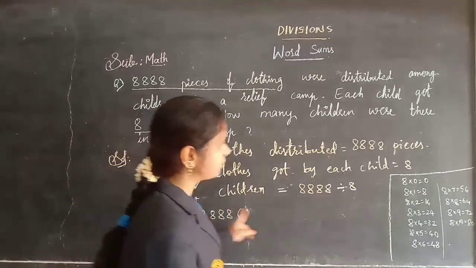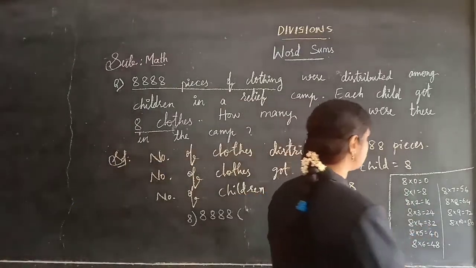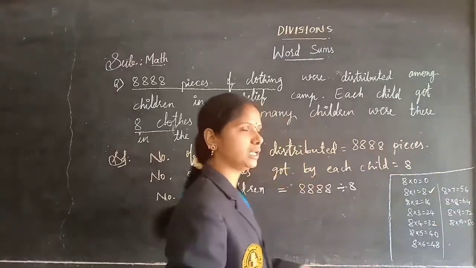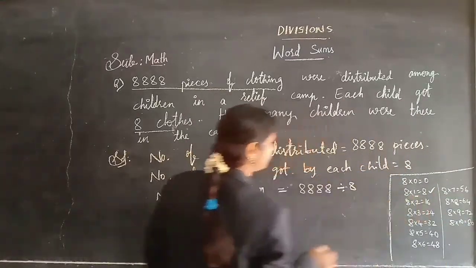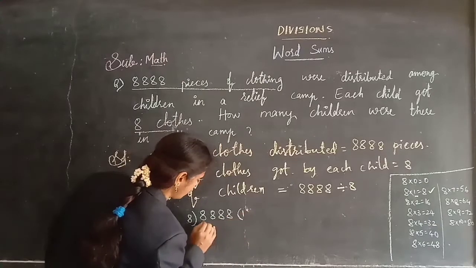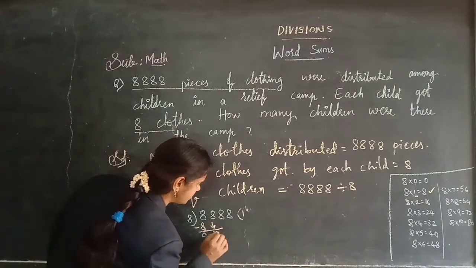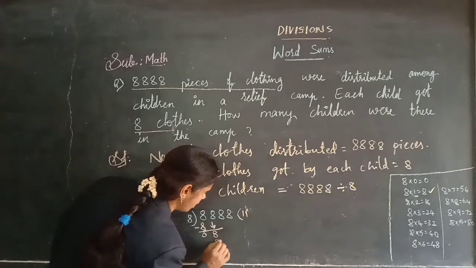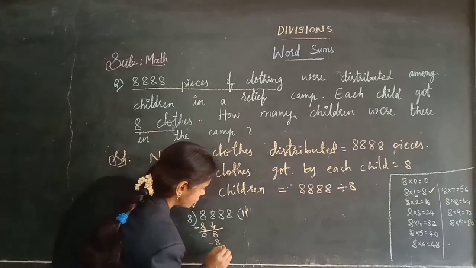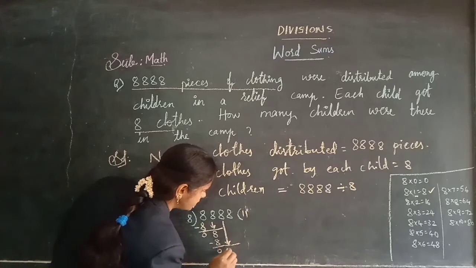And this 8, when it comes in the 8 table, here 8 ones are 8. Here one time we are getting here. So the quotient will be 1. 8 ones are 8. Okay, 0. And bring down the next digit 8. Again 8 ones are 8. 0. So bring down the next digit 8.